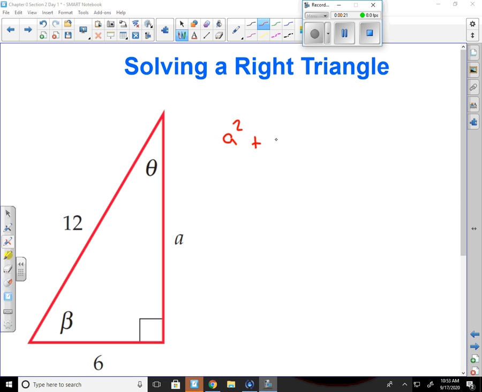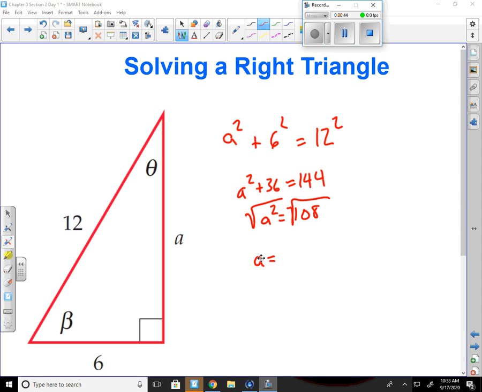So it's a squared plus 6 squared equals the hypotenuse squared. That's going to give me a squared plus 36 equals 144. Subtract 36 over, that's a squared equals 108. Take the square root of both sides. It gives me a equals the square root of 108, which is 10.3923.